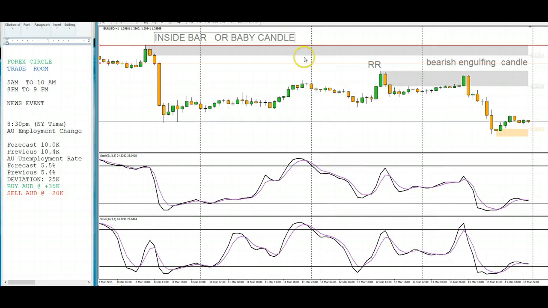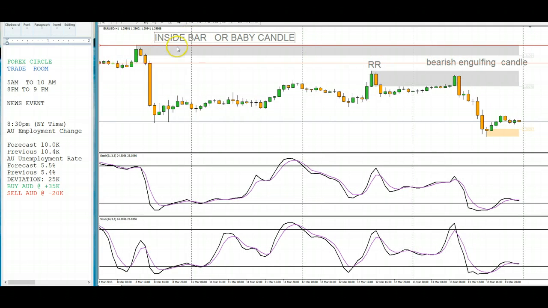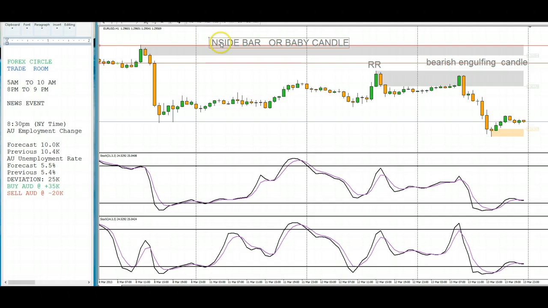Okay, so we have 3 reversal candlestick patterns: bearish engulfing, railroad tracks, inside bar, or baby candle, which makes this long candle a mother candle.